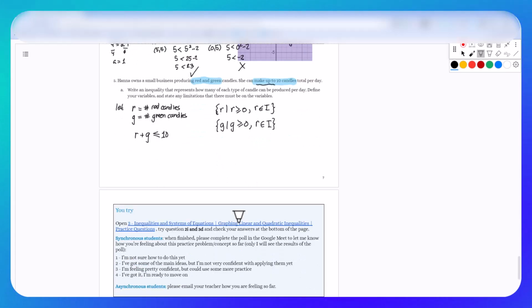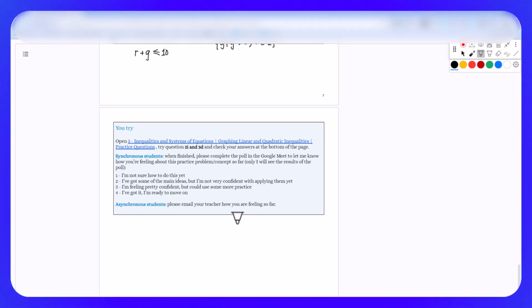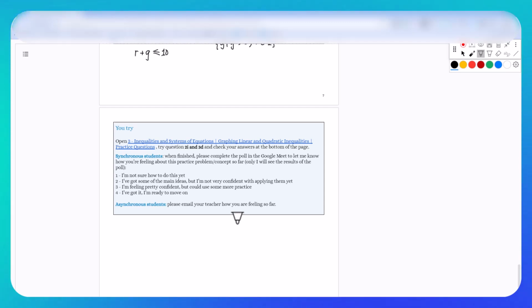Well, let's finish this up today. Remember, it's time to get some practicing done. This is the one where we want you to check in. Try questions 2I and 3D and email your teacher to let them know how you've done.